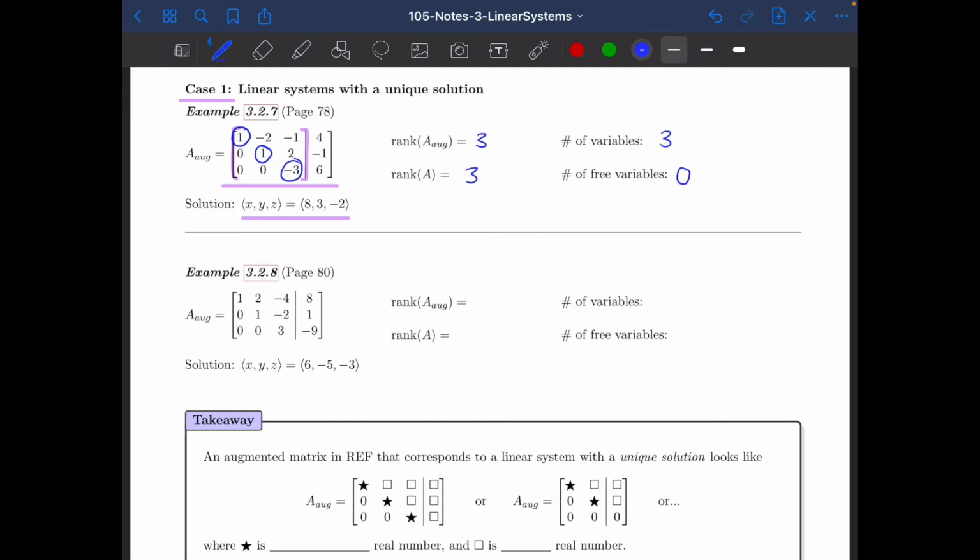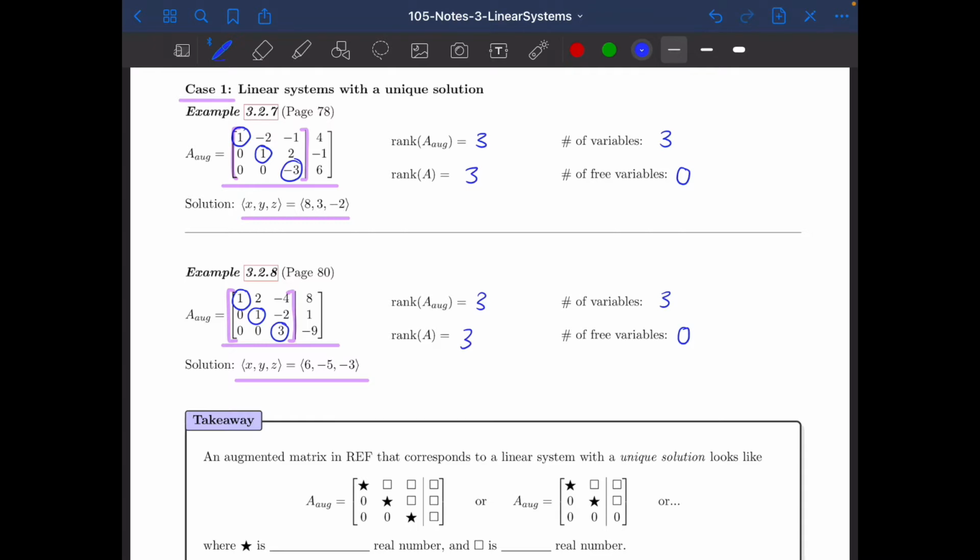In example 3.2.8, we also found an augmented matrix in row echelon form, and we found the solution to be x, y, z equals 6, minus 5, minus 3. The rank of the augmented matrix in this case is again the number of leading entries, 1, 2, 3, which is 3. And the rank of the coefficient matrix is the number of leading entries in that coefficient matrix, which is also 3. And the number of variables is again 3, and the number of free variables is 0. All of the variables are leading variables in this case.